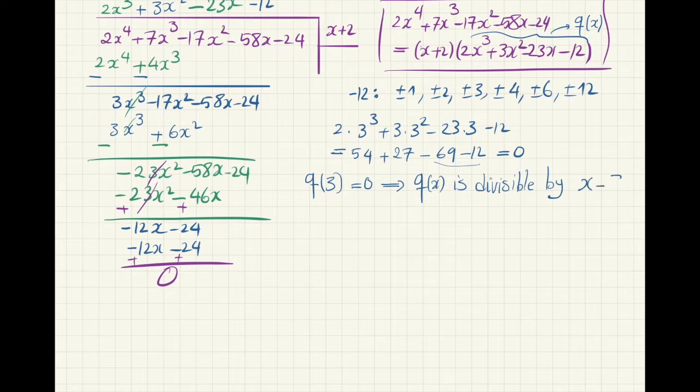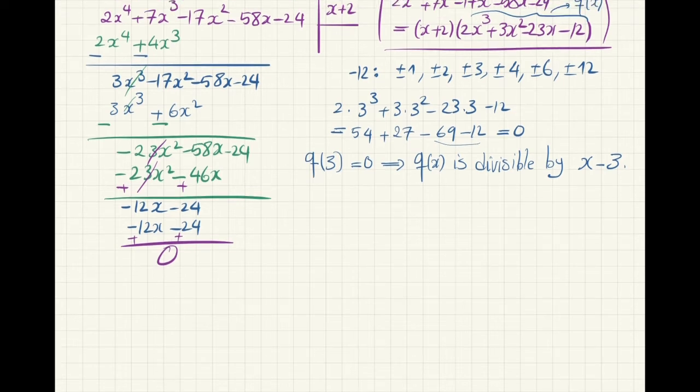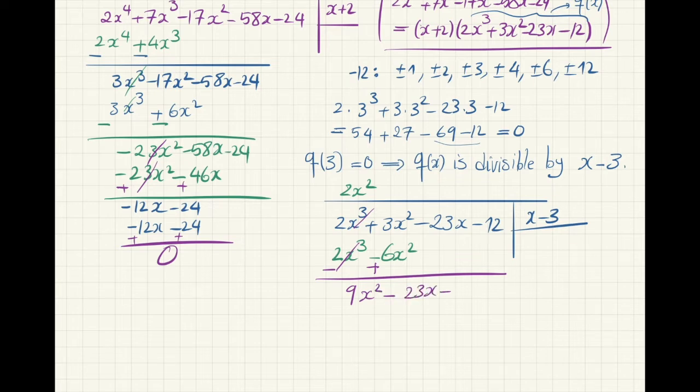So what I do, I again write q(x), which is 2x^3 + 3x^2 - 23x - 12, and then I divide it by x - 3, and let us see how it goes. I divide 2x^3 by x, it becomes 2x^2, so I multiply it, it becomes 2x^3 - 6x^2. I will change the signs, and then this one and that one are gone. I will get 9x^2 - 23x - 12.